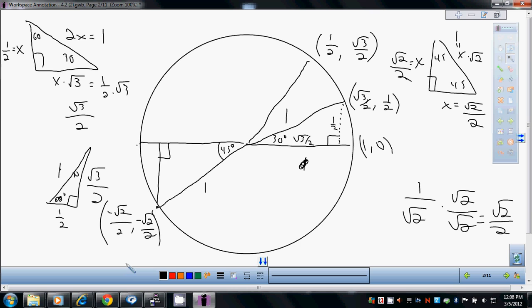No, it's the negative square root of 3 over 2. Do you see that? That's cosine. The other one is sine. Sine of 5 pi over 6 would just be 1/2.